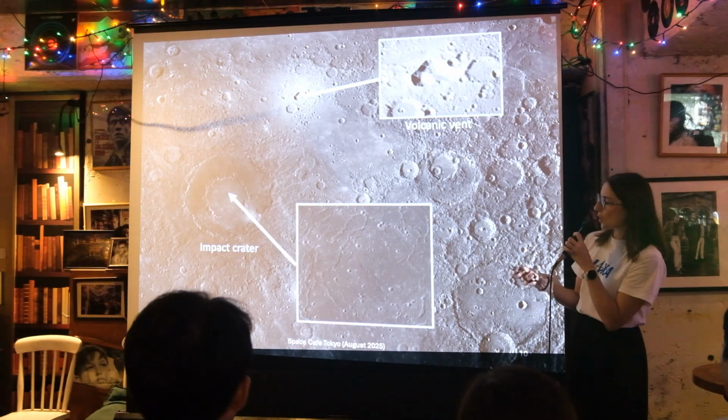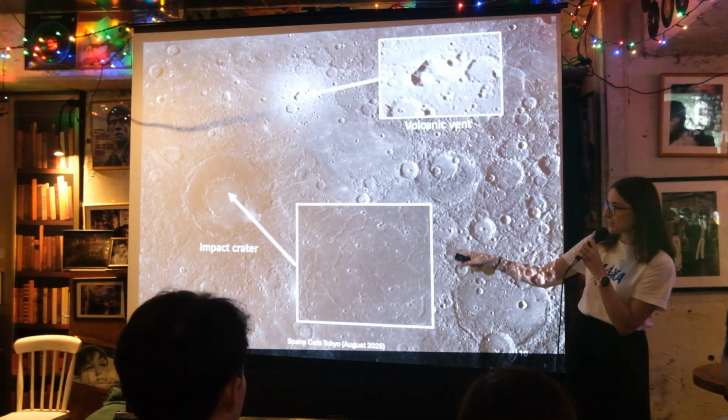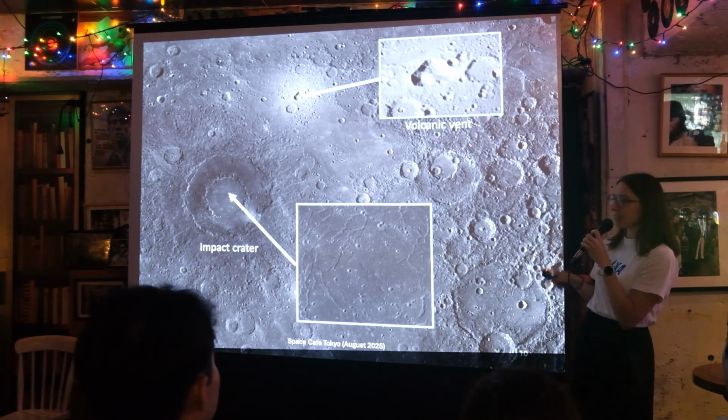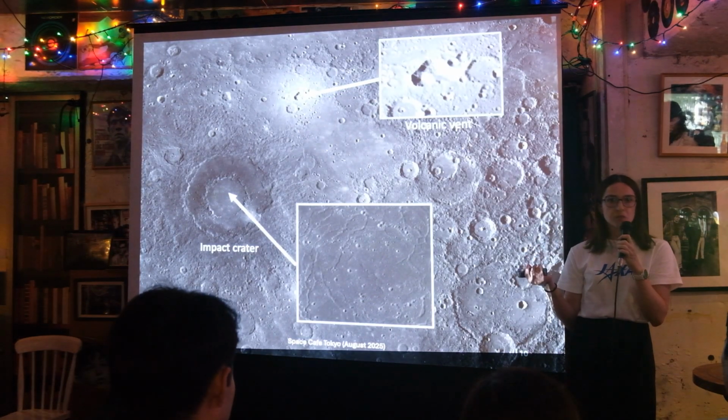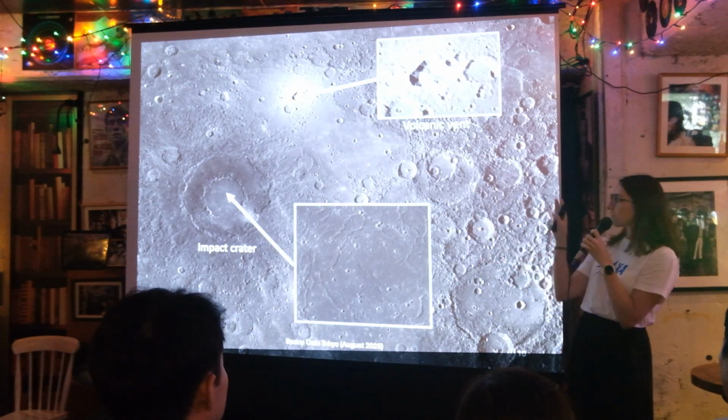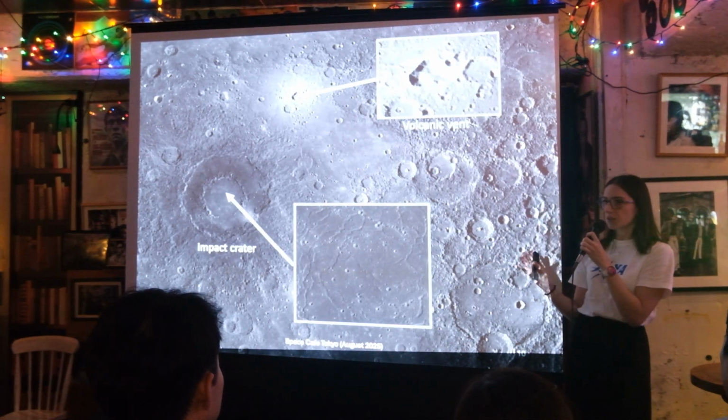Moreover, we have some areas, like you can see here, which are very smooth in comparison to other terrain here. And this is also important because we have to understand why those terrains are very smooth, why those terrains are really cratered, and so on.